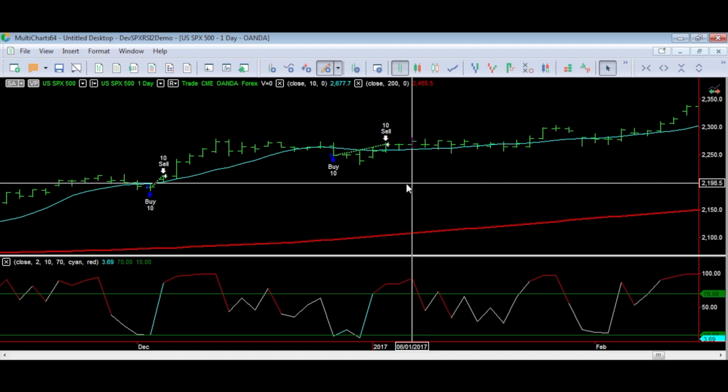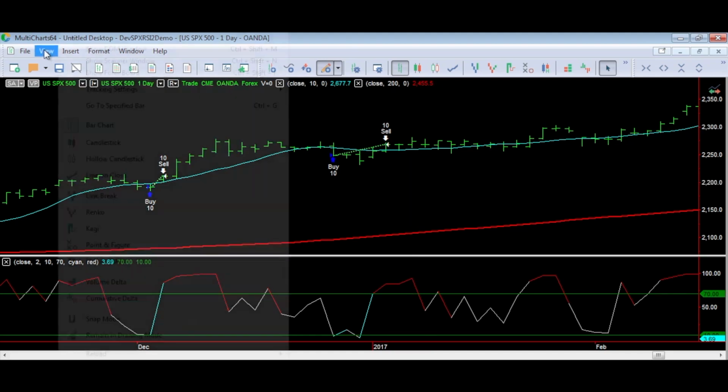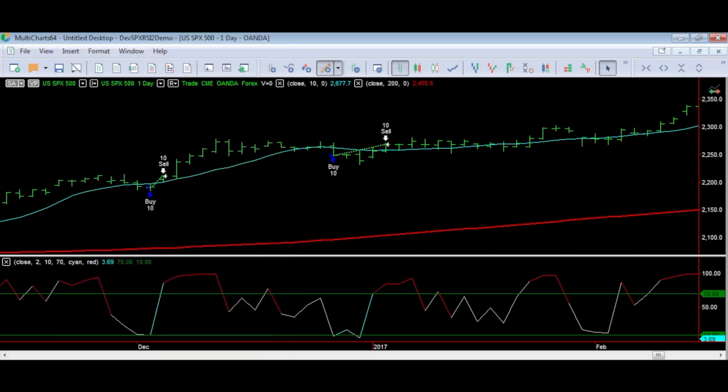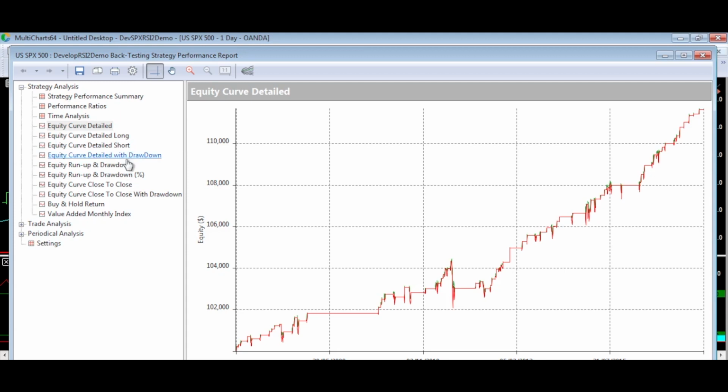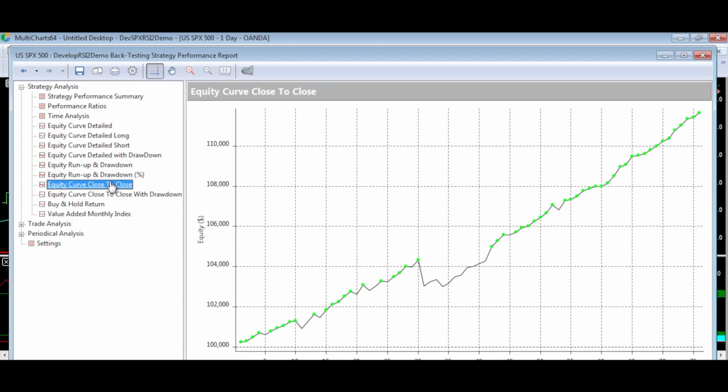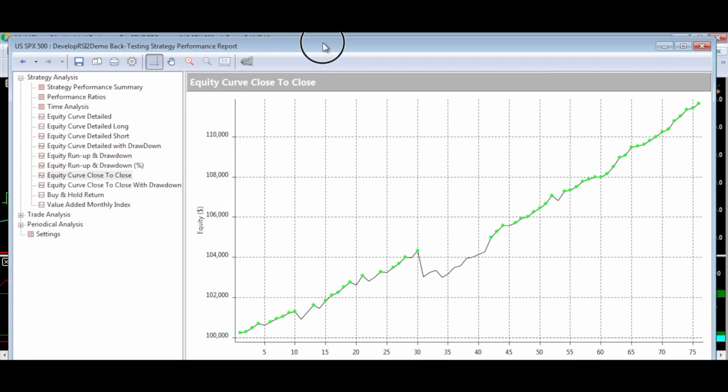Let's have a look at some results. We can look at the performance report. Now MultiCharts does all this for us, so it's quite good. First of all, we can see the equity curve. There's the equity curve. These green dots indicate when there is a new high in the account made. So most of those, apart from this little iffy period here, I think that was around 2012, it's quite consistent, as you can see.